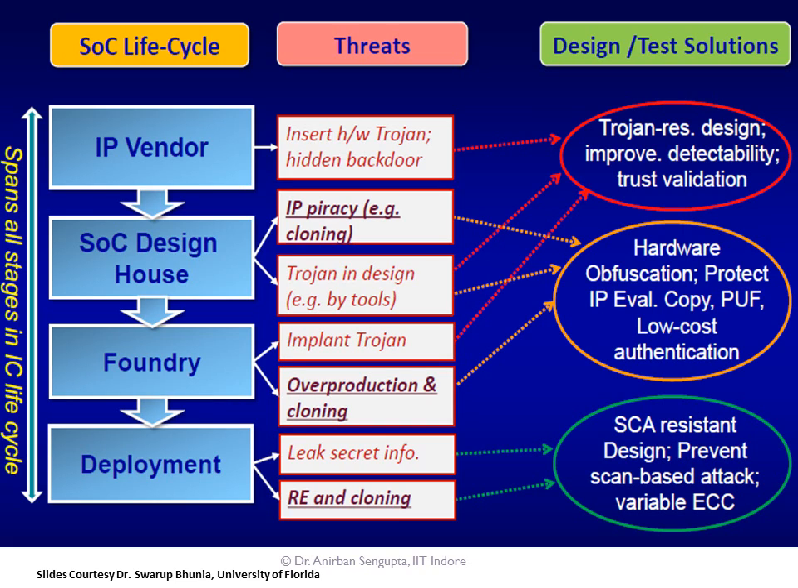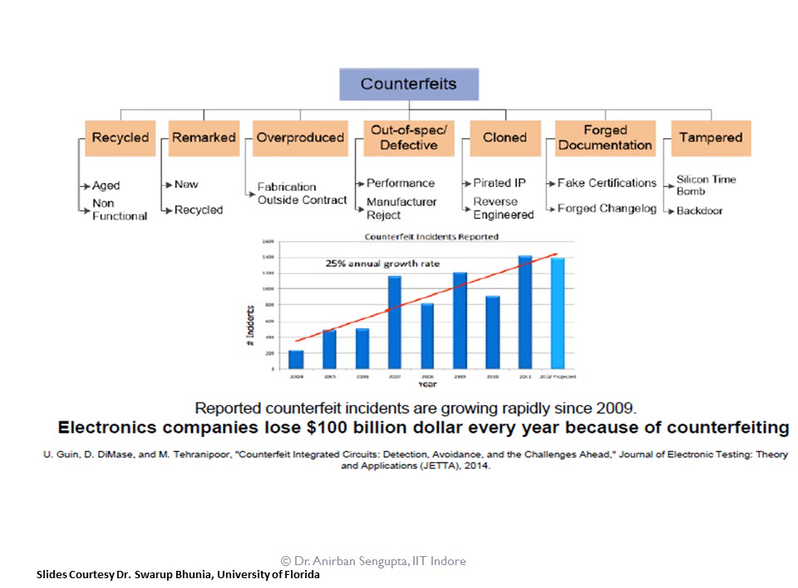Each of these different forms of threats and attacks could be handled through different mechanisms, such as a Trojan resistant design, obfuscation, a low cost authentication process, SCA resistant design, and several others. As evident from the graph, there could be different types of counterfeiting like recycling, remarking, overproduction, cloning, forged documentation, and tampering, and this is growing at a very rapid pace. Since 2009 this has been happening at a quite rapid pace, and as we can see, electronic companies are losing around $100 billion every year because of this counterfeiting.